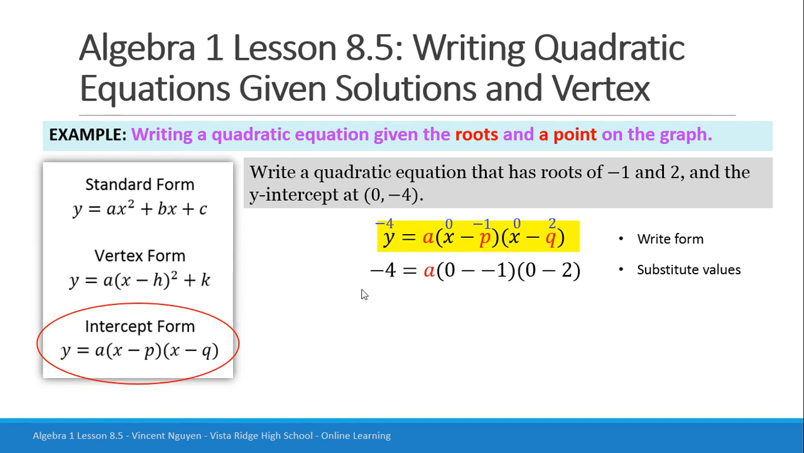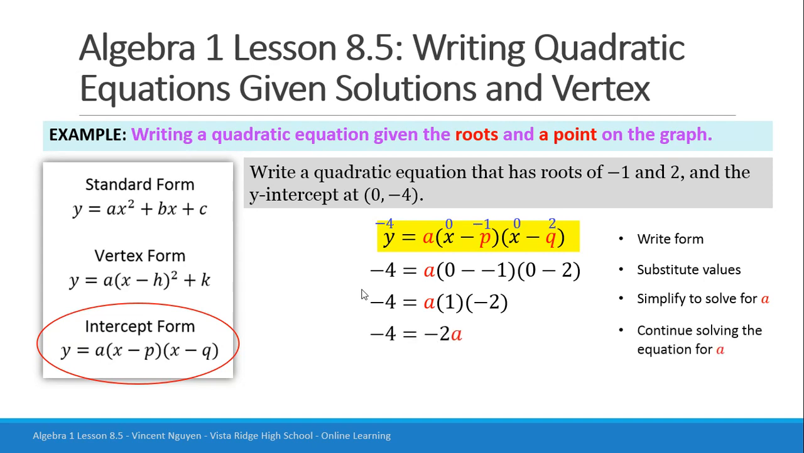And then we're going to simplify this, right? We have -4 equals a times 0 minus -1 times 0 minus 2. So we're going to take care of the parentheses first. We simplify the first parentheses, we get a 1. We simplify the second parenthesis, we get a -2. And then we multiply all of that together. We get 1 times -2 is -2, and then times a is -2a. And then that equals -4.